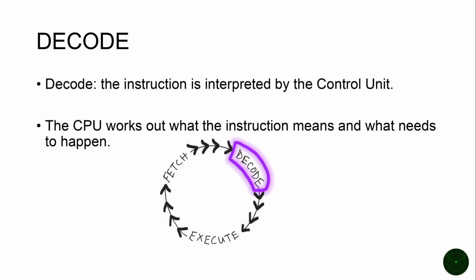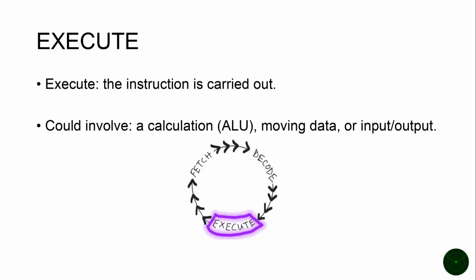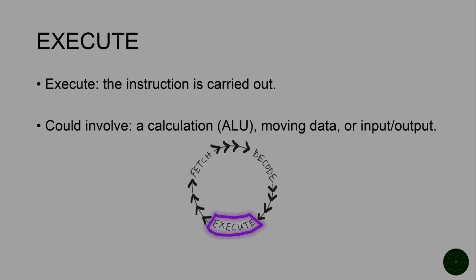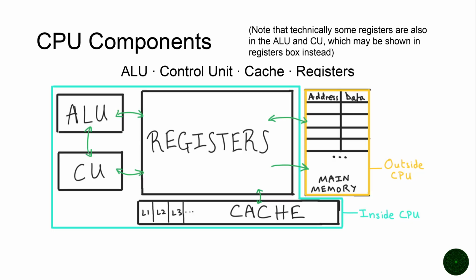In the decode stage, the instruction that's just been fetched gets interpreted by the control unit. Basically, the CPU is figuring out what this instruction actually means and what action it needs to trigger. Finally, in the execute stage, the instruction is actually carried out. That might mean a calculation is done, or data gets moved somewhere, or an interaction with other components within the computer.